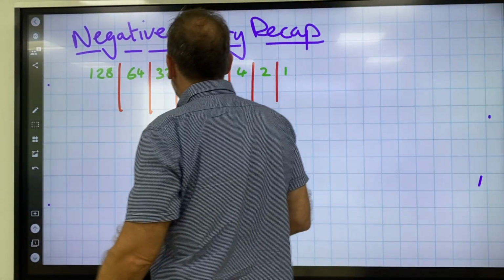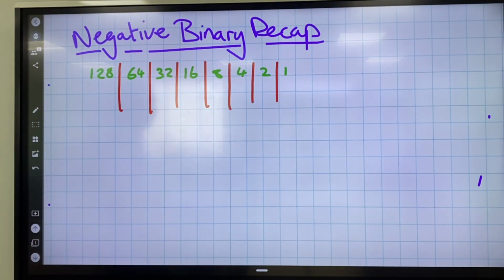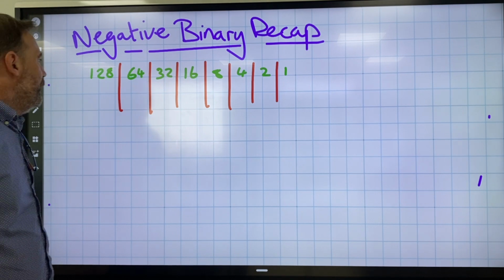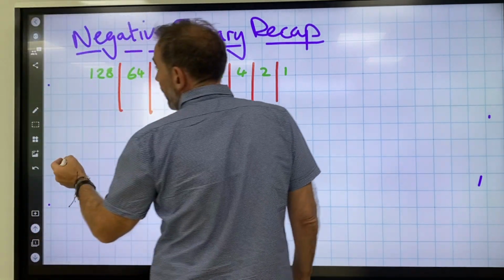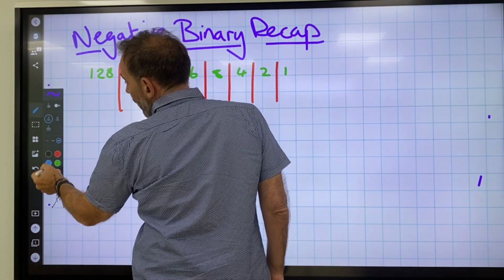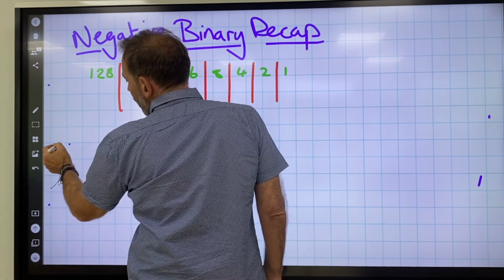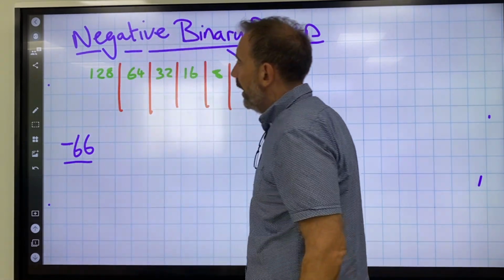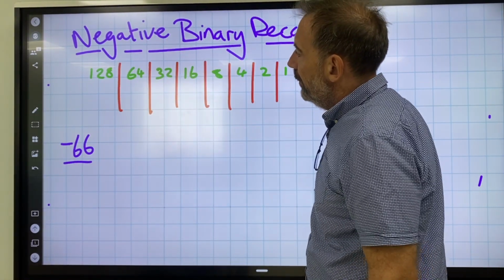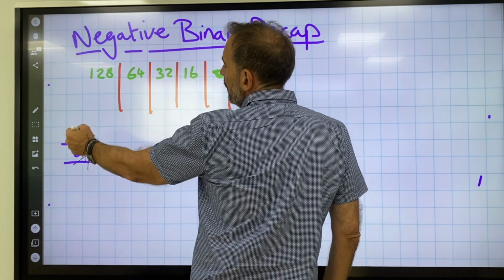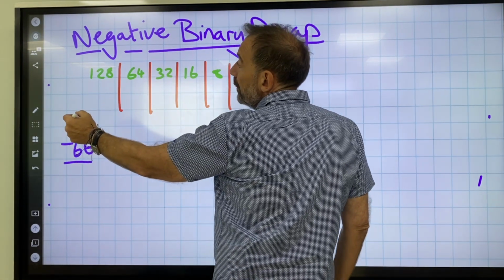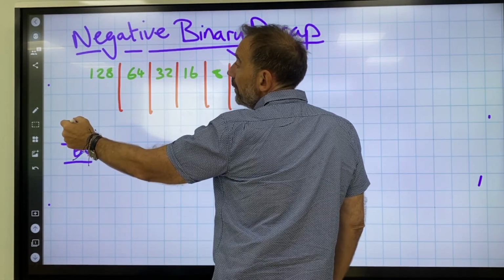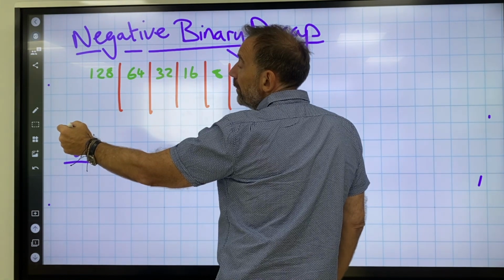Okay, negative binary recap. We'll do it both ways. So, I'm going to start, like we did before, by trying to find a number, negative 66. One way of doing it is the inverted way. So first we have to know the actual way, right?